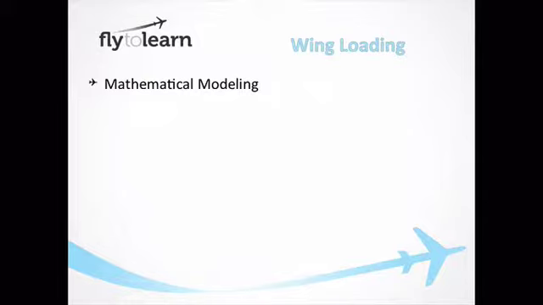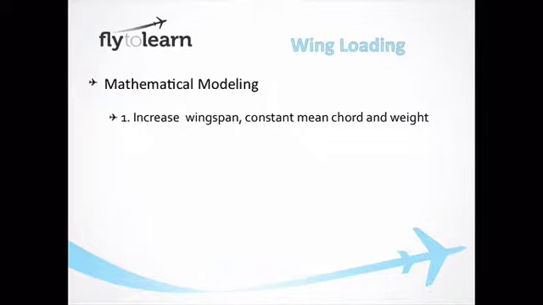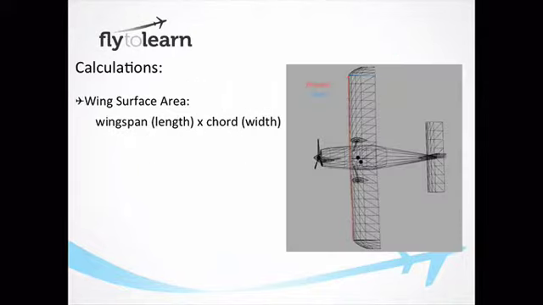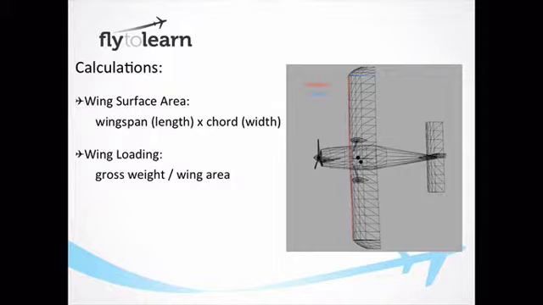Again, we start this investigation with a bit of mathematical modeling. We will increase wingspan while keeping mean chord and weight constant. This will increase surface area. Calculate the different wing areas by multiplying wingspan by mean chord. Then, calculate wing load by dividing gross weight by wing area. Fill out the chart under Mathematical Investigations in your student handbook, and then complete the corresponding graph.